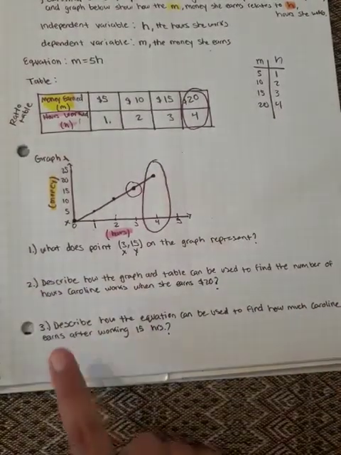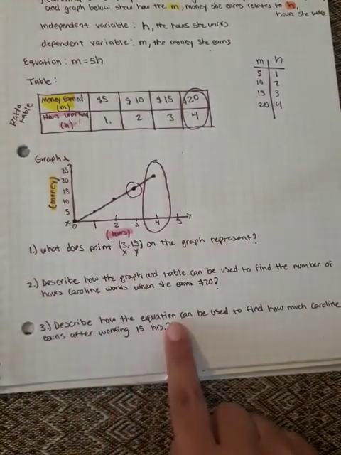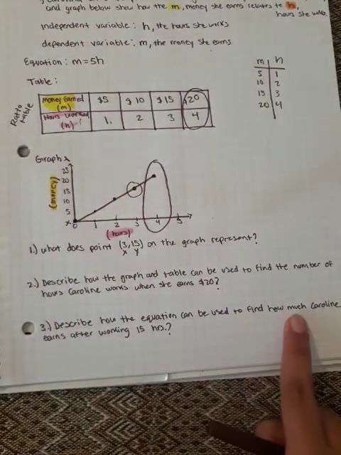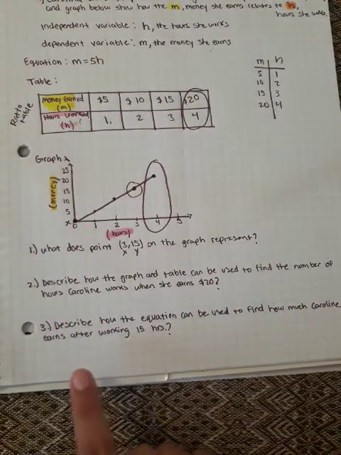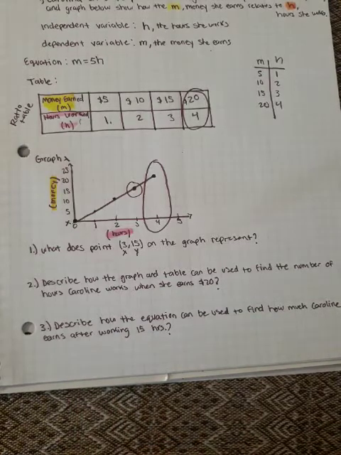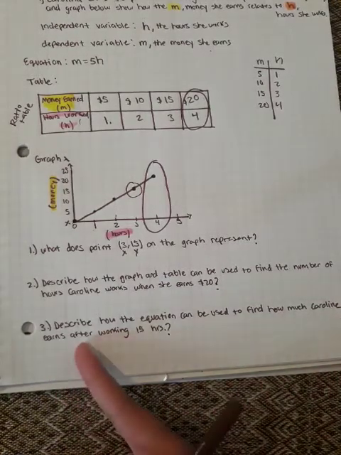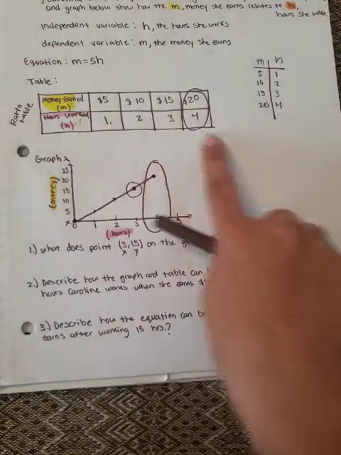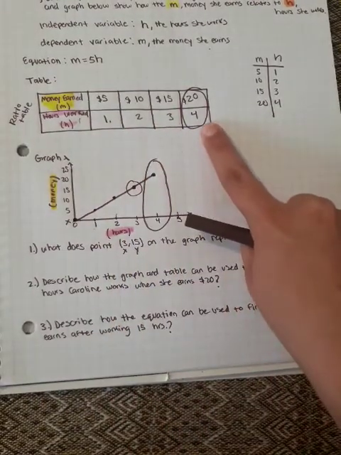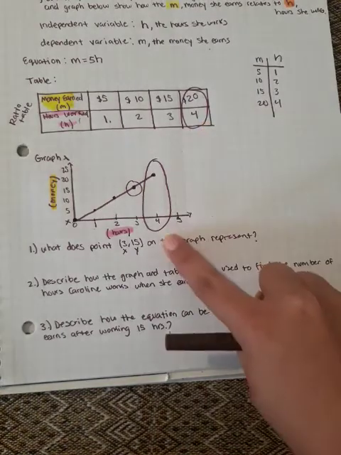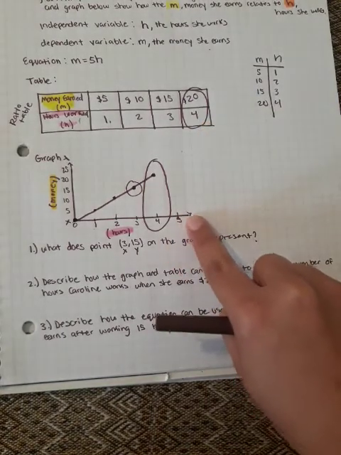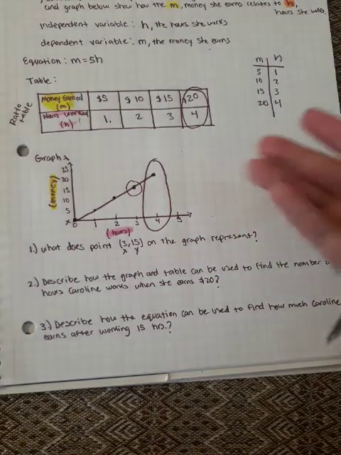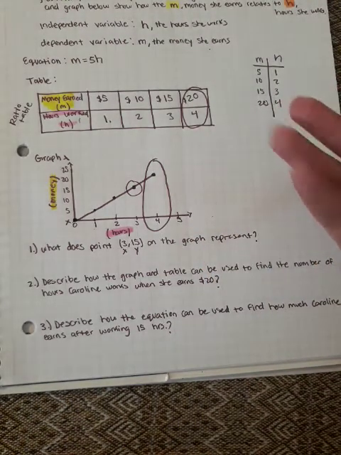Now, last question. Describe how the equation, right here, this equation, can be used to find how much Caroline, I keep saying Carolina, it's Caroline, how much Caroline earns after working for 15 hours. So far we figured out how much she earns when she works for 4 hours, and some of us have figured out how much she earns when she works for 5 hours. Now think about it. How much would she earn for 15 hours?